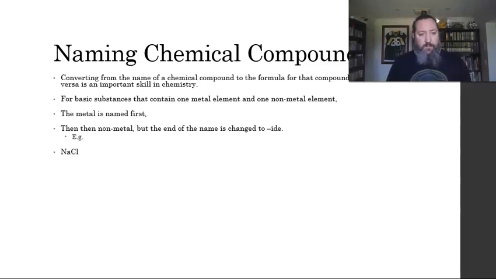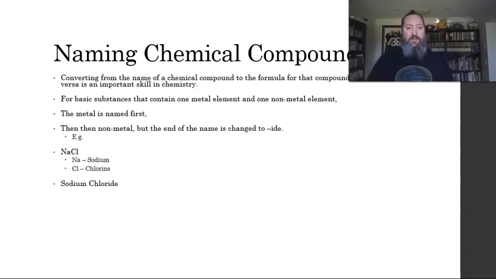So here's an example. This is sodium and chlorine. Sodium is the metal. Chlorine is the non-metal. So Na is sodium, Cl is chlorine. And so we stick that together. We name the metal first, sodium, and then the non-metal, but we change the ending to ide. So this stuff becomes sodium chloride.